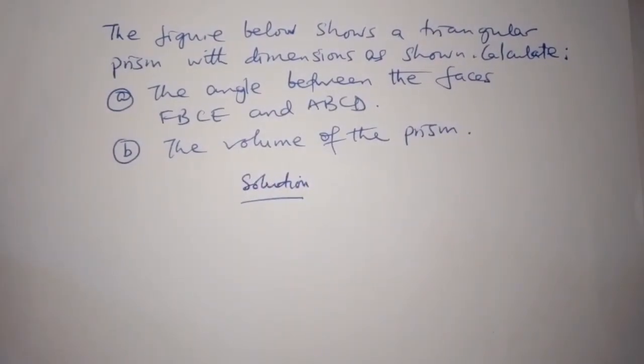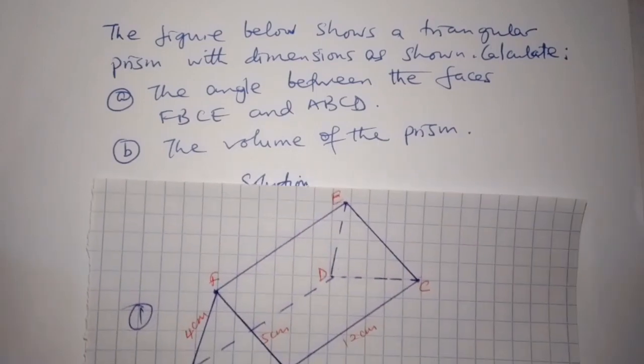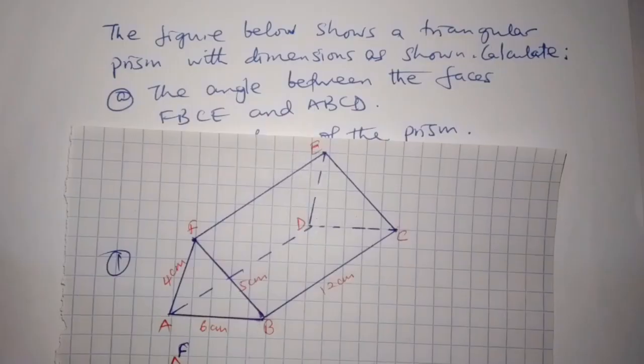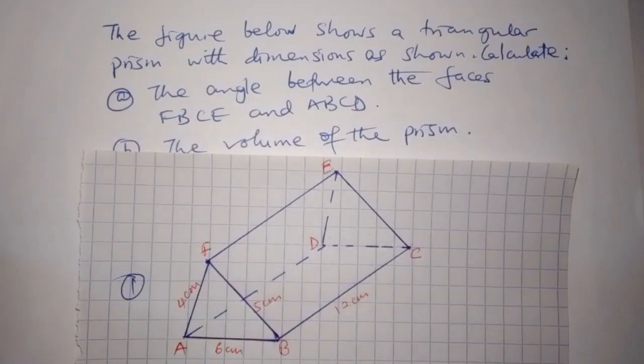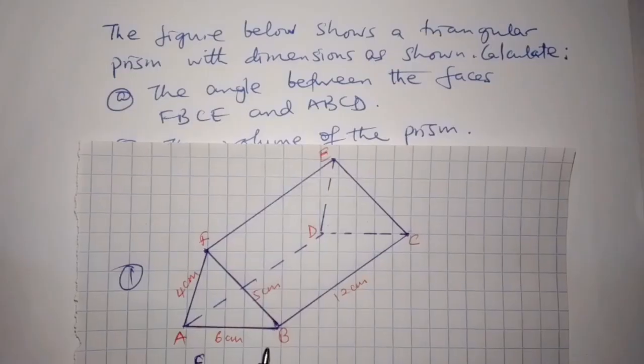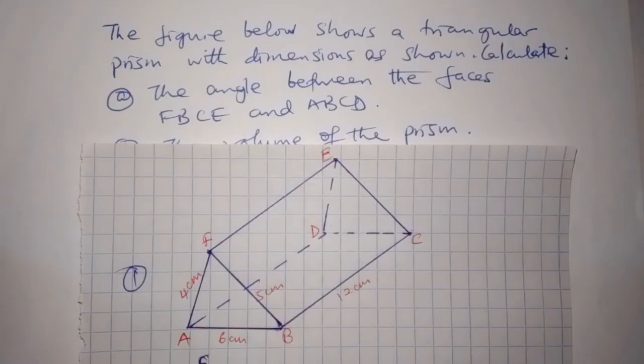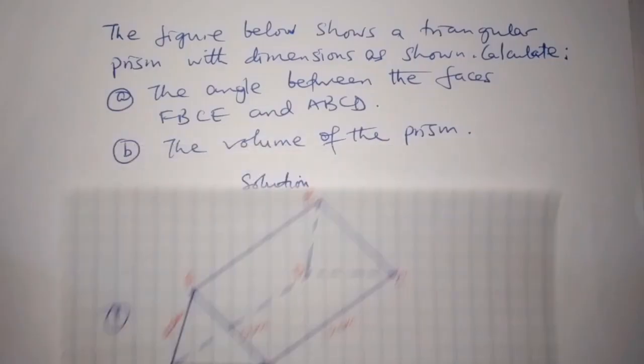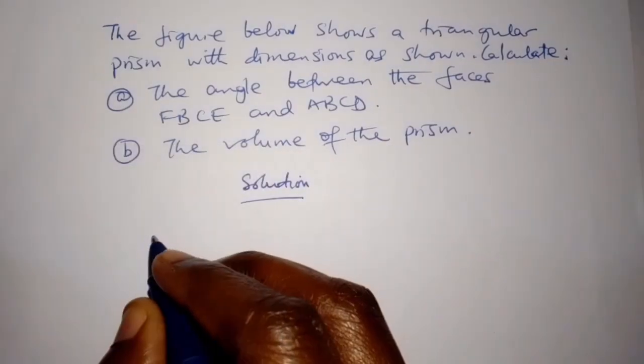The given figure is as shown in this diagram here. This is the given figure. How to find the angle between the faces F, B, C, E and A, B, C, D. That is part A.